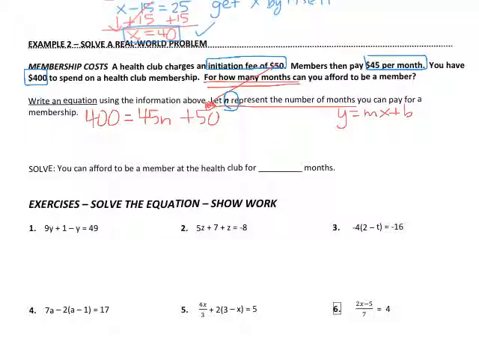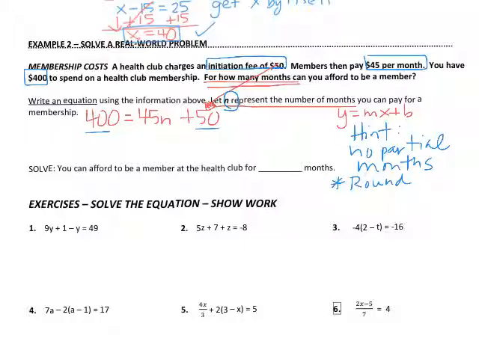So the next thing I have to do is get things together that are alike. This 50, this 400, both of them do not have a variable. I would like you to come up with the final answer here, but just remember this little hint: no partial months of membership. So no partial months, which means that you're going to need to round appropriately.